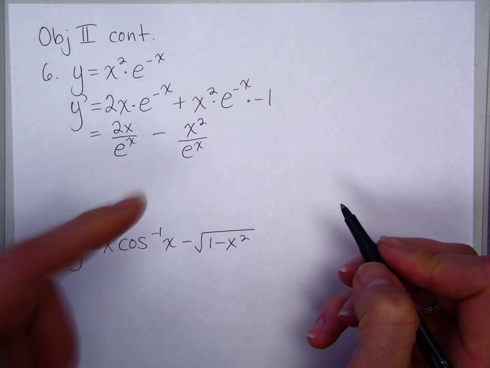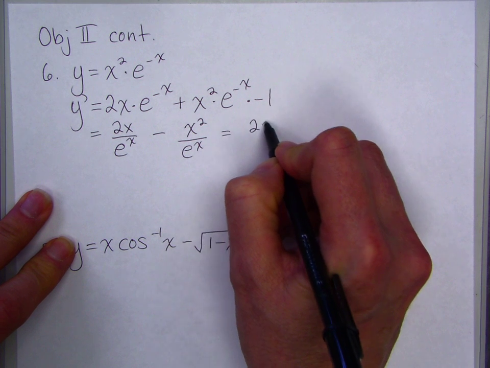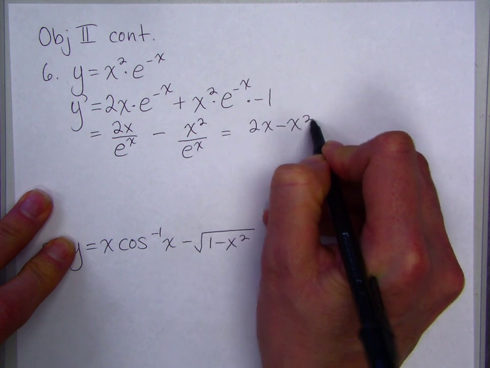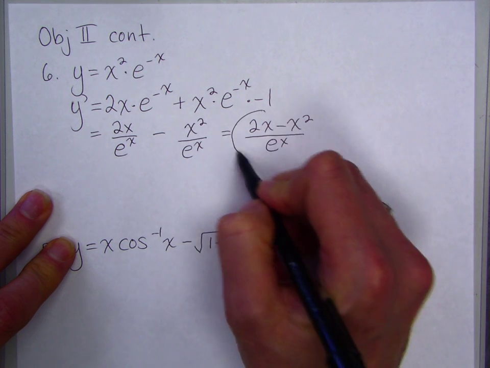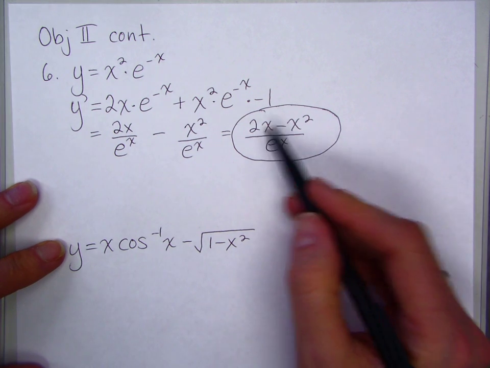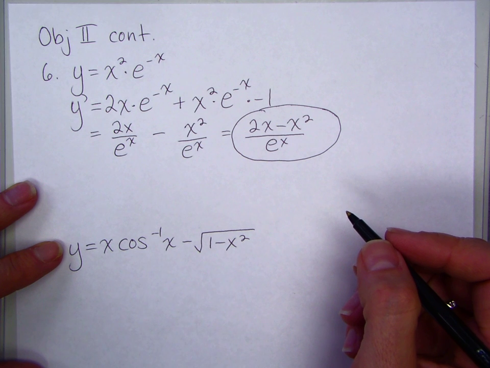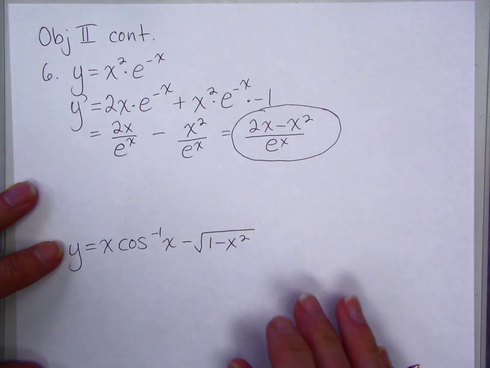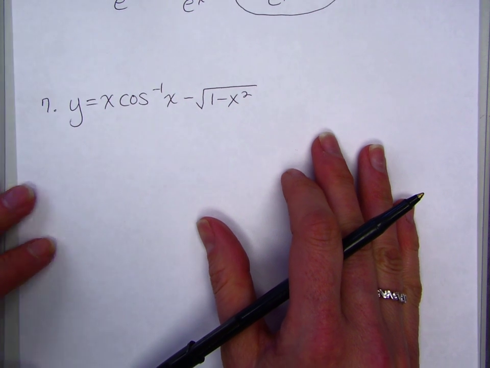Okay. And those have common denominators, right? So we might as well combine them. So 2x minus x squared all divided by e to the x. Okay. No reducing possible. Again, each term isn't multiplied by x or 2 or that sort of thing. Okay. Final answer for number 6. Let's go over to number 7.